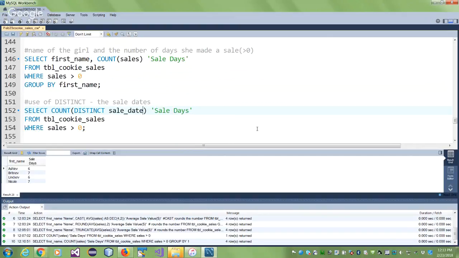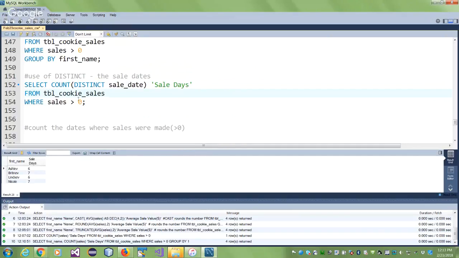Now, it depends. If I'm not saying whether the sales are 0 or not, if I'm not making any condition, then you can remove the sales condition. If I say, no, I only want to count a day if a sale was made, then I'll put where sales was greater than 0. So it depends on the question, on what you want to do.